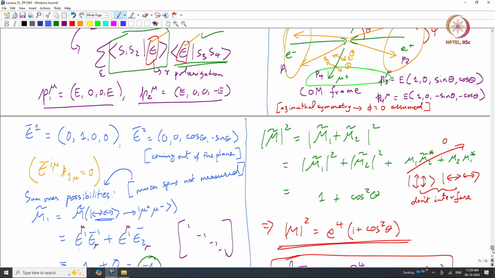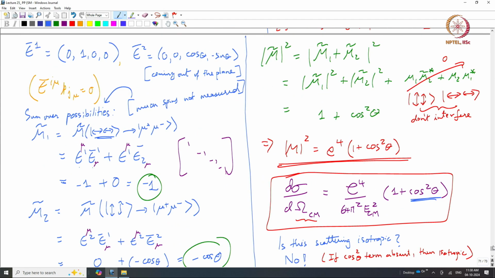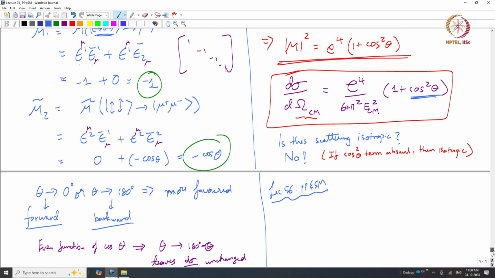So that is what we did. We added up the amplitudes correctly, and we found that the |M|^2 came out to be proportional to 1 plus cos^2 theta. In other words, in the center of momentum frame, the differential cross section with respect to solid angle was proportional to 1 plus cos^2 theta. That made us wonder whether the scattering is isotropic, and we found that that is not the case. There is no spherical symmetry here.